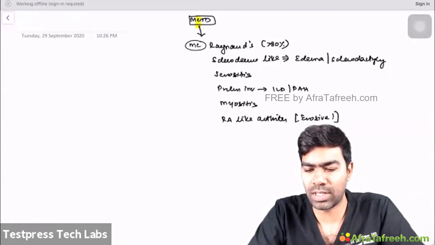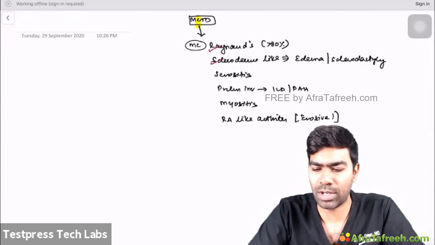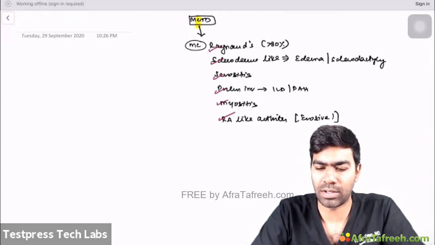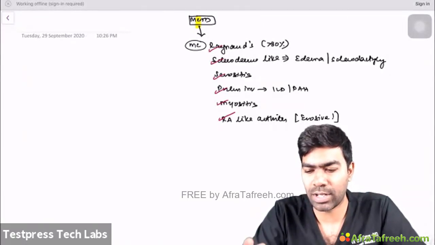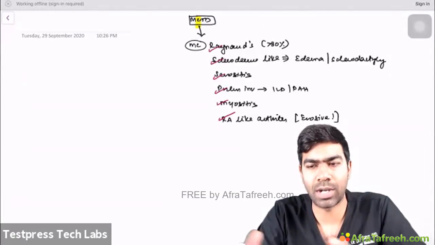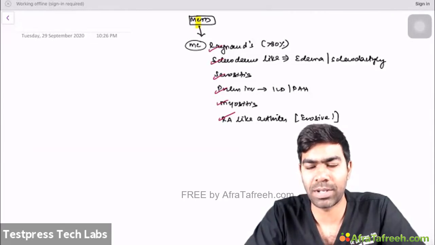So if you see this picture, it's like a combination of multiple disorders: systemic sclerosis, SLE, then you have myositis, then Raynaud's, then you have rheumatoid arthritis. So multiple pictures in the same patient.